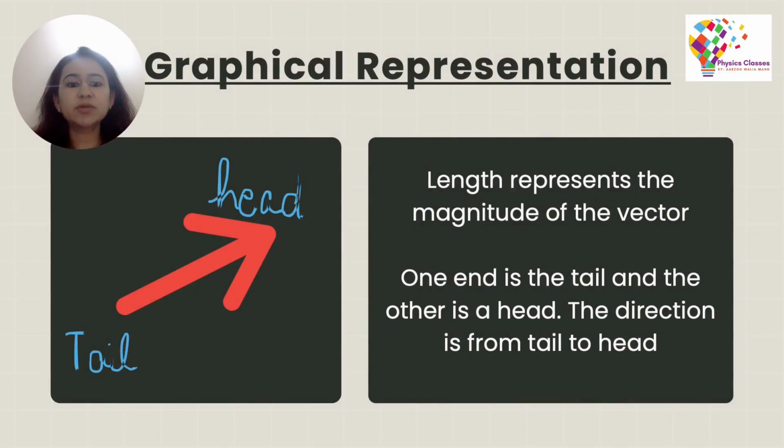In olden days, we used to make use of something known as a graphical representation, also called the pictorial representation of a vector. In a pictorial representation, we draw an arrow to represent any vector. The length of this arrow represents the magnitude of the vector, so the longer the tail, the greater the magnitude, and the head of the arrow represents the direction in which the vector is pointing.